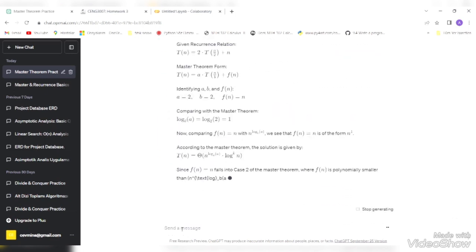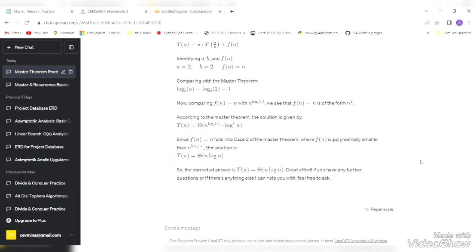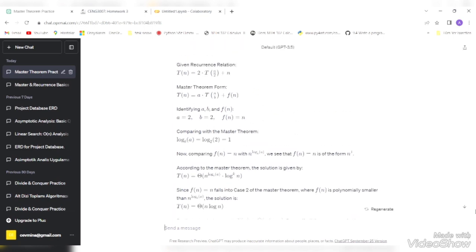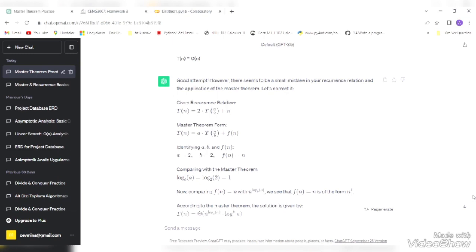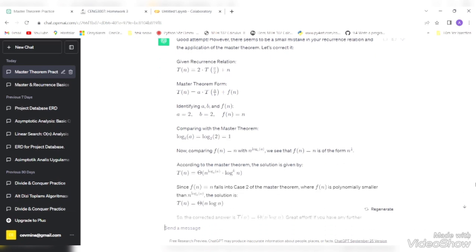However, it seems too small. There is a small mistake in your recurrence relation application of the master theorem. Let's correct it. This is the correct one: T(n), the function f(n), and log base b of a.